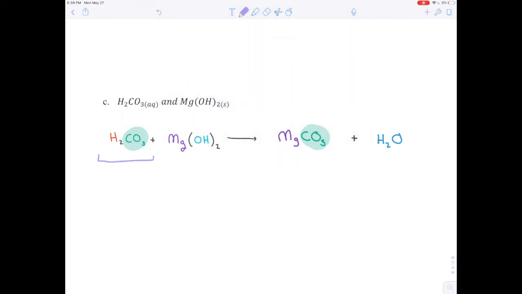How many carbonates do we have on the left? Just one. The 3 is part of the carbonate. How many carbonates do you have on the right? Just one. Again, the 3 is part of the carbonate. It's not the number of carbonates.